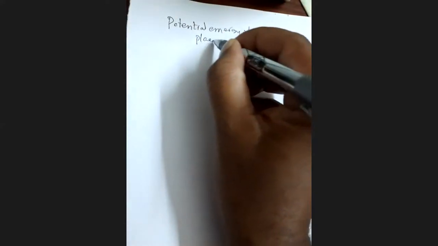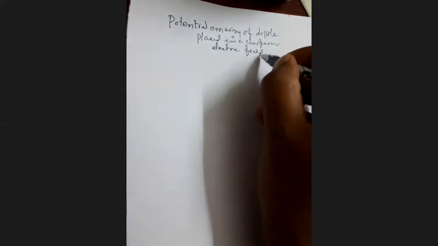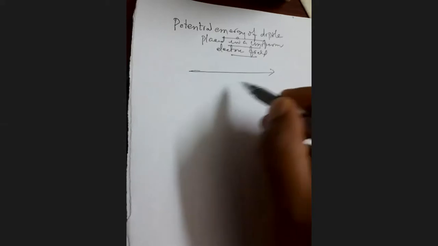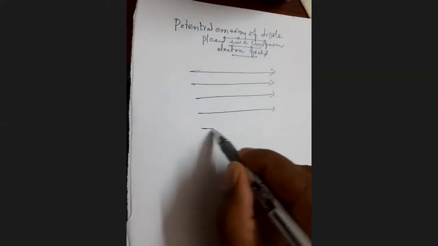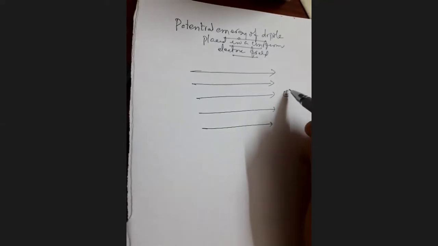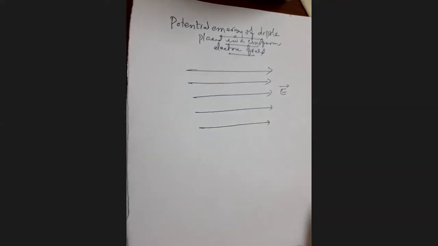Potential energy of an electric dipole placed in a uniform electric field. For this, I am considering the diagram. You see this, this is the uniform electric field. Here you can observe the lines of force are parallel and equidistant, in the direction of E bar.